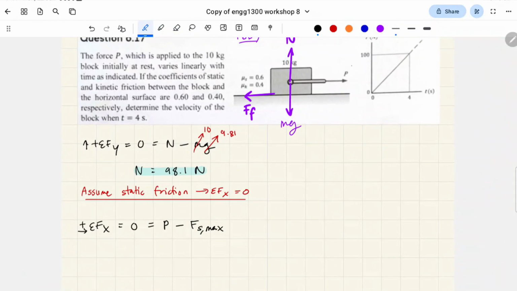P equals, not doing a very good job explaining this. Okay. Fs max, right? Remember, that's your static coefficient multiplied by N, which is this.